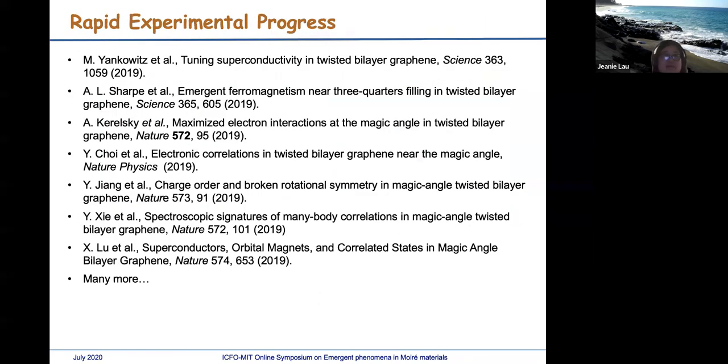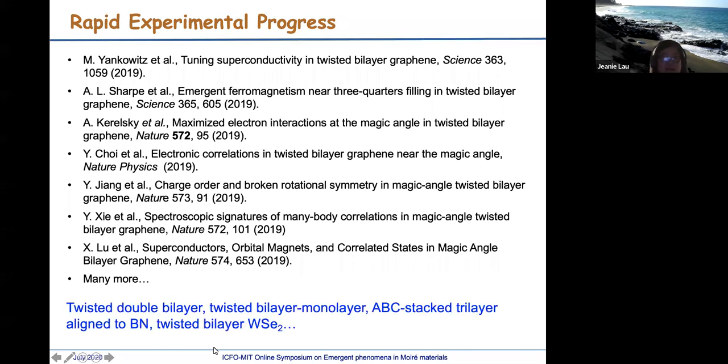Since then there has been a lot of rapid experimental progress, sometimes so much so that it's almost difficult to keep up. This is some of the work published in 2019, and then many more published this year. Now twistronics has been expanded to twisted double bilayer graphene, twisted bilayer or monolayer graphene, ABC stack trilayer graphene aligned to boron nitride, and twisted bilayer tungsten selenide, etc. This is a really exciting frontier, and new discoveries come out almost monthly.